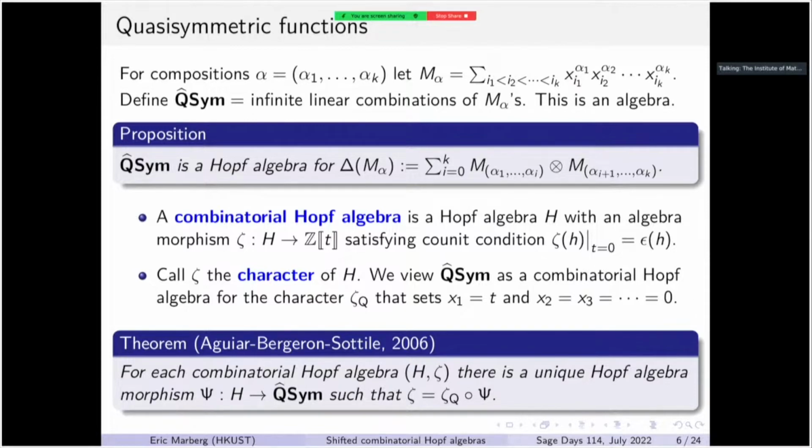You got a question? So the character has nothing to do with character from representation theory? Yeah, nothing to do. It's much more flexible. It's essentially just a choice of algebra morphisms. Okay.